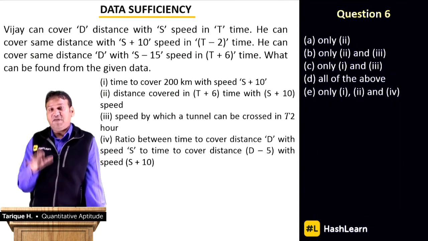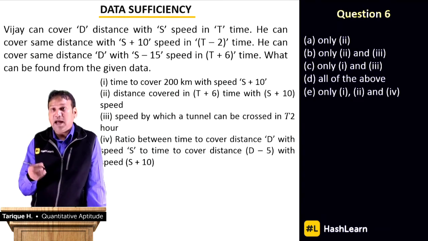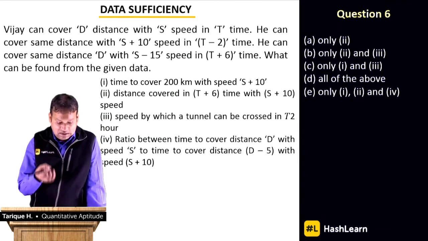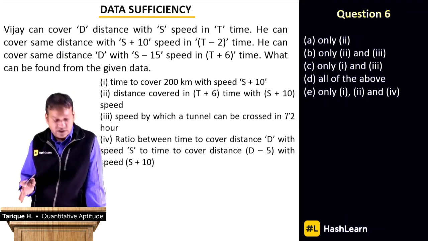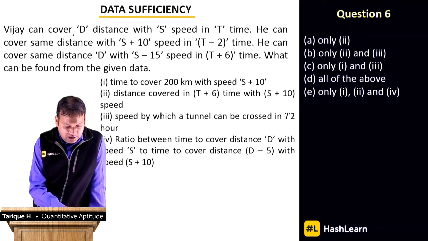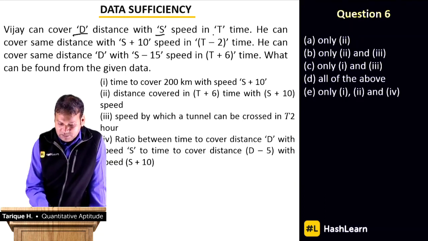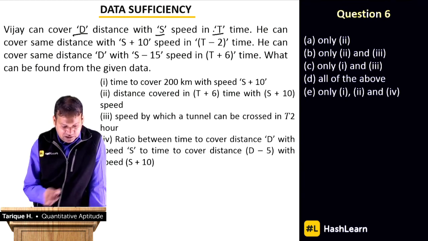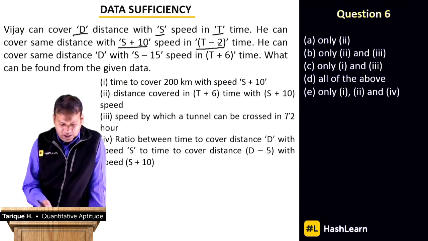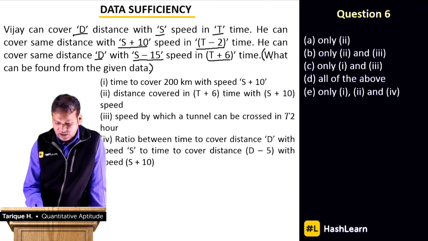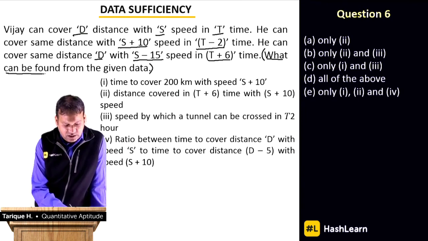Let's look at question 6. Now this is a different type of question. This is not an ideal data sufficiency question. It's not even classified as a DS question. But if you look at the question, you'll see that it's more or less data sufficiency. Vijay can cover distance D at speed S in time T. He can cover the same distance with speed S plus 10 in time T minus 2. And he can cover the same distance D with speed S minus 15 in time T plus 6. What can be found from the given data? Again, it's like a data sufficiency question itself.